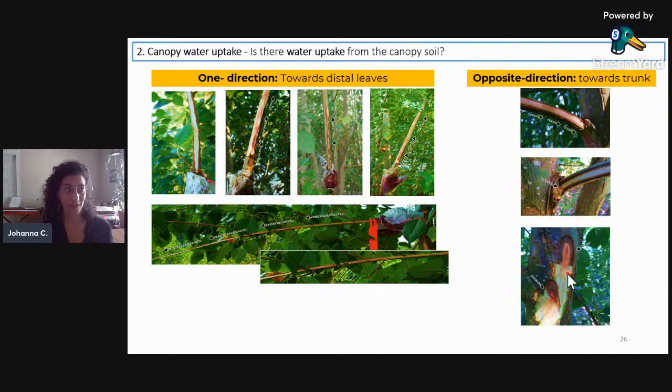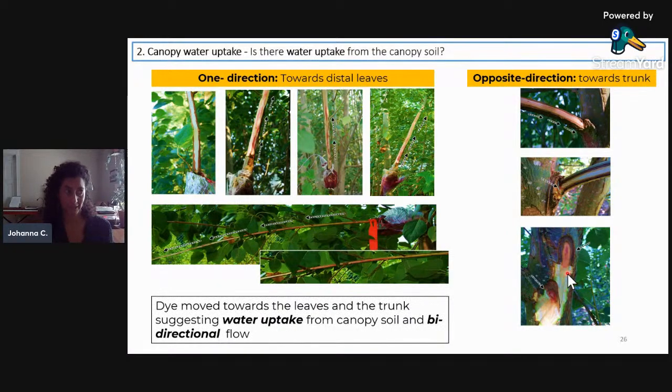So with this simple experiment, we repeated several times in several years, and we have a very consistent result that the dye was moving towards the distal leaves and also towards the trunk. So we could conclude that yes, these canopy roots or the trees are taking water from that canopy soil. And that water is moving not only in one direction, but also in the opposite direction. So probably bidirectional.